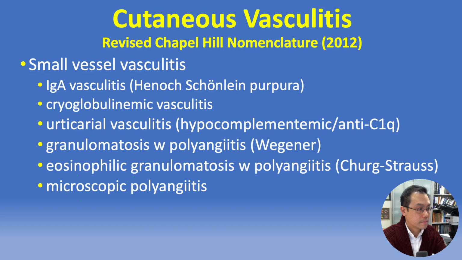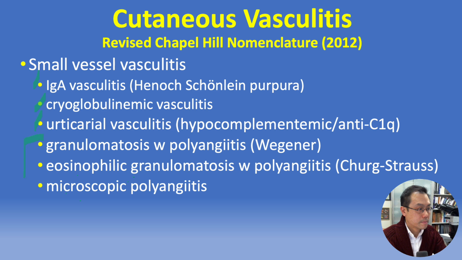So we should take at least a brief glance at this foundational nomenclature. Starting with small vessel vasculitis, we have IgA vasculitis, or HSP, cryoglobulins, urticarial vasculitis. These are considered immune complex mediated vasculitides, so DIF, direct immunofluorescence testing, does have an important, if not essential, role in establishing the diagnosis in these cases.